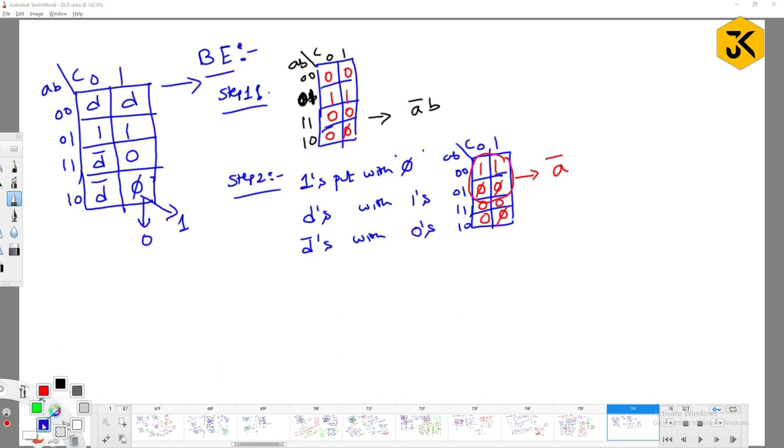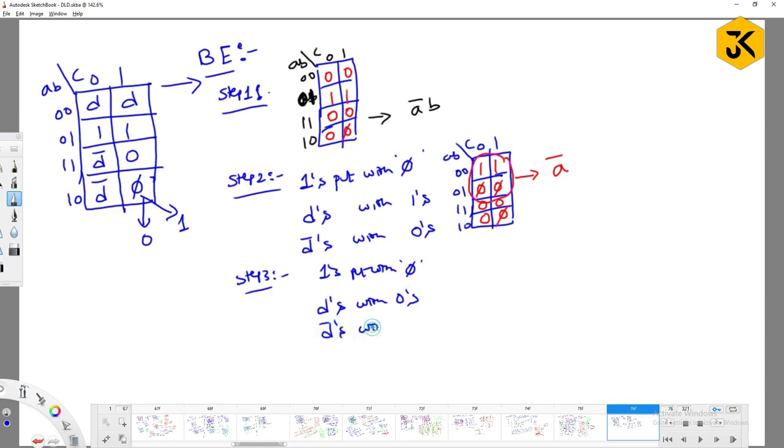Next, in step 3, you have to exchange. In place of ones, you have to put simply don't cares. In place of normal variables, you have to put zeros. In place of complements, you have to put ones. If you do like this, what is going to happen? ABC 0 1 0 0 0 1 1 0 1 1 1 0 1 1, right?